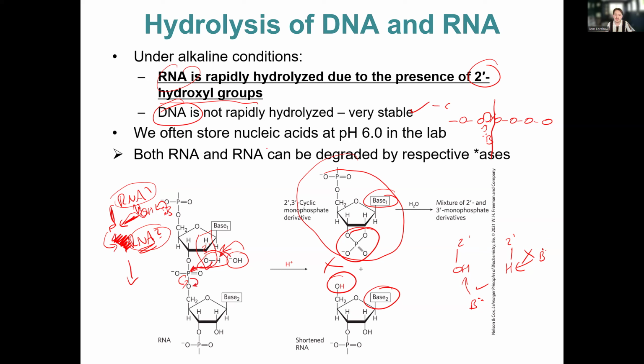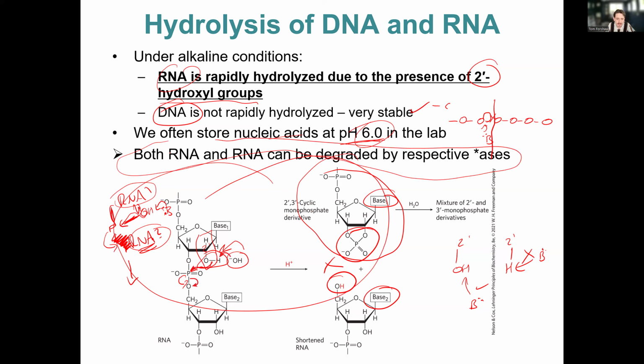When we're doing research, we often store nucleic acids at a slightly acidic pH, for instance, pH 6.0. We might put it in some Tris buffer, pH 6.0. And we do that because the DNA will eventually degrade a little bit, but especially RNA will degrade. So we just lower the pH slightly in order to decrease the extent of this chemical reaction occurring. But of course, DNA and RNA can be degraded by their respective enzymes, DNases and RNases, which are expressed in order to break down nucleic acids because the cell needs to do that.